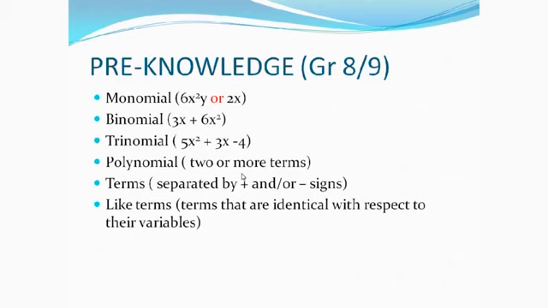We have like terms and unlike terms. I will explain the like terms, just a reminder for you. Like terms are those terms that are identical with respect to their variables. So if they have got the same variable with the same exponent, then they become like terms. The unlike terms would be having different variables. They could have the same variable, but with different exponents.